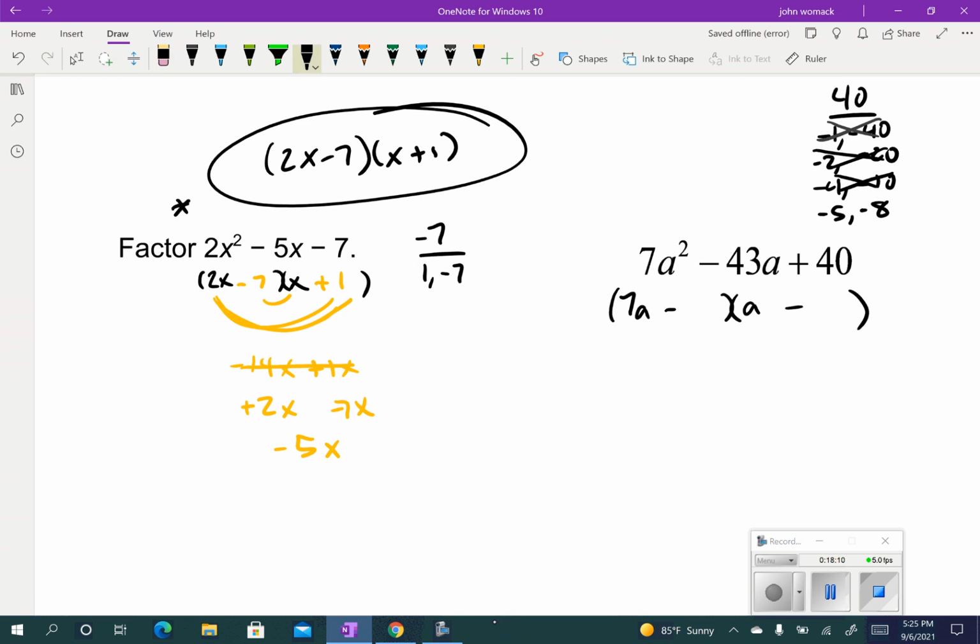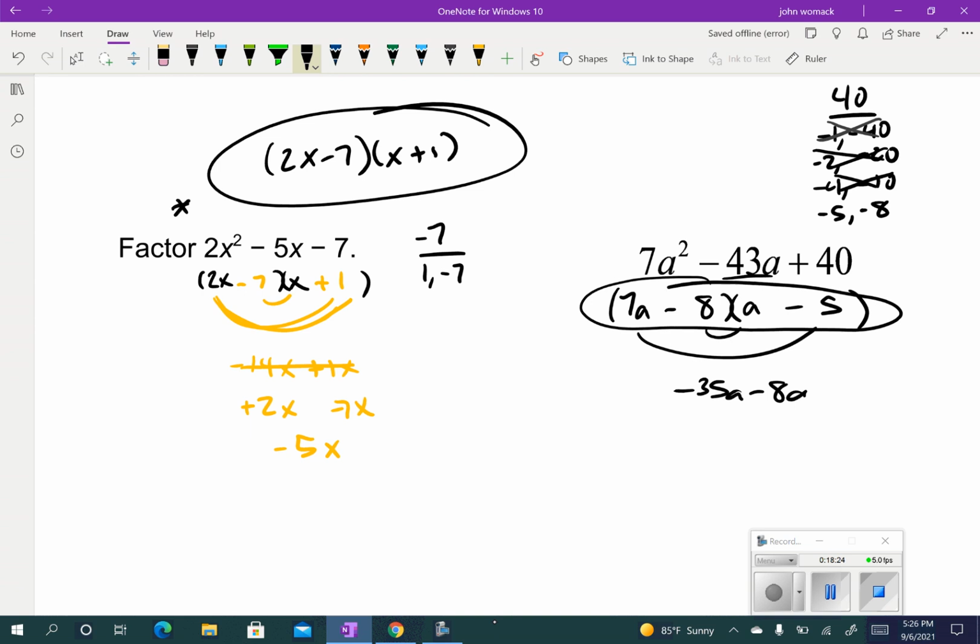Let's switch them around. We'll put the 8 over here, the 5 over here. That's minus 35a. That one's minus 8a. Minus 35 minus a is a minus 43. So the very last one we tried gave us the factored form.